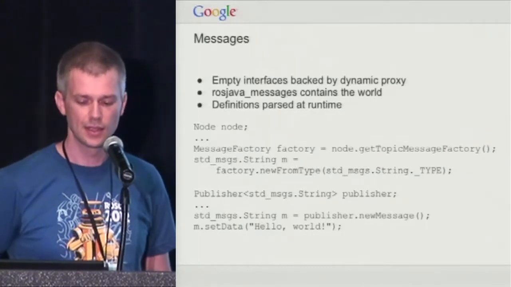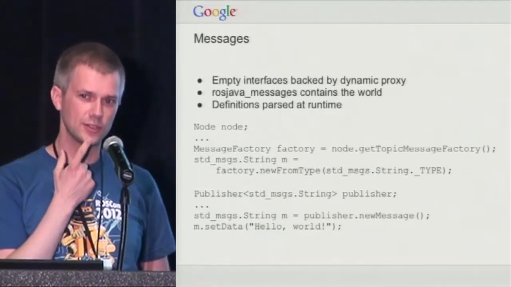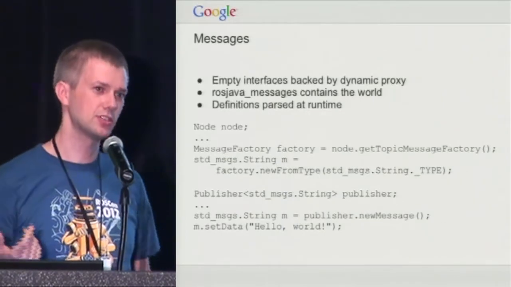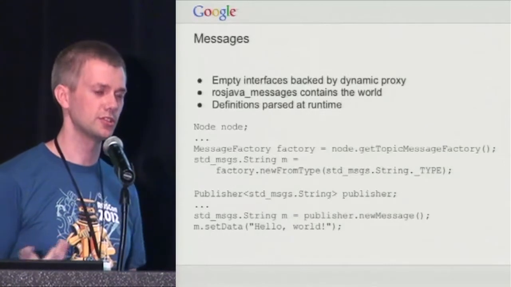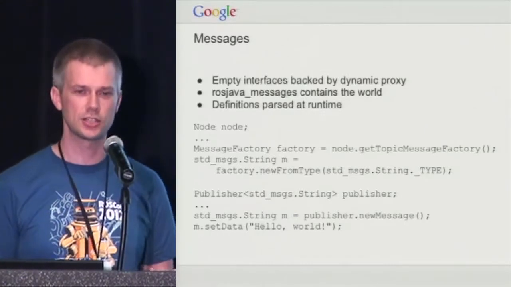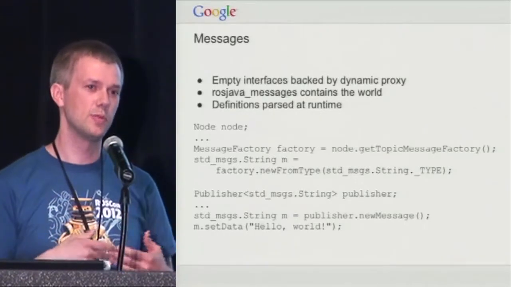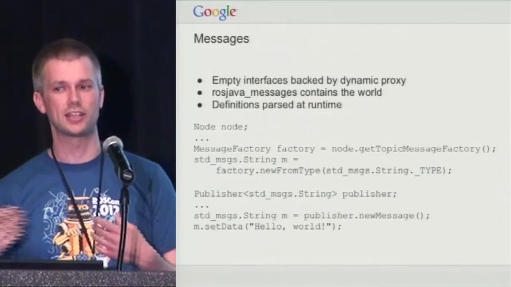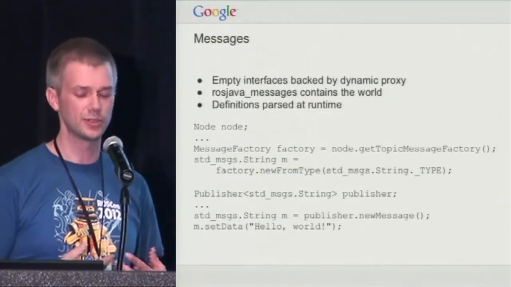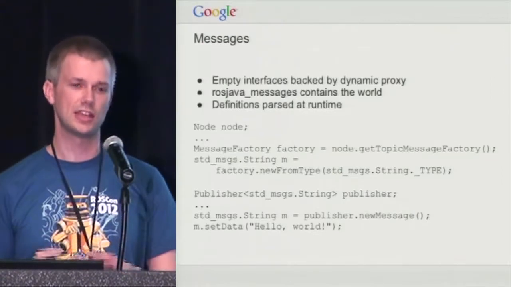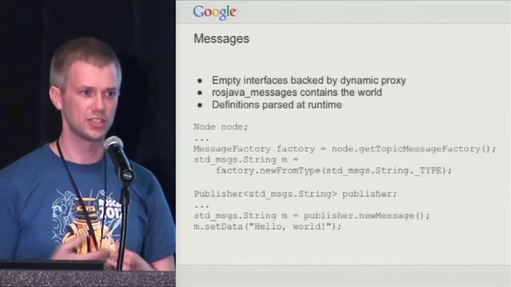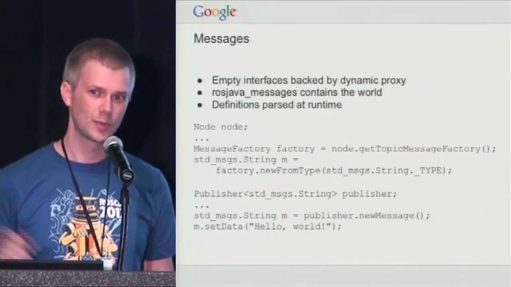Another interesting thing for Java is that the rosjava messages package actually has the entire world of ROS messages available. So whenever you add that dependency to your project, you don't have to think about in your manifest which message packages you actually depend on. They're always available. The reason for that is it's really, really fast to build those messages, and it's very small. Since they're basically all just empty interfaces, it's just an easy way to go.